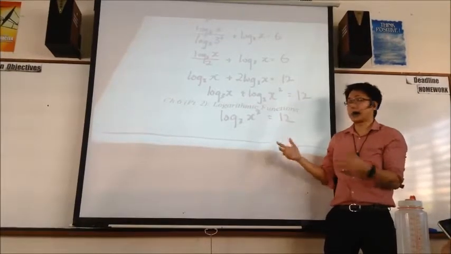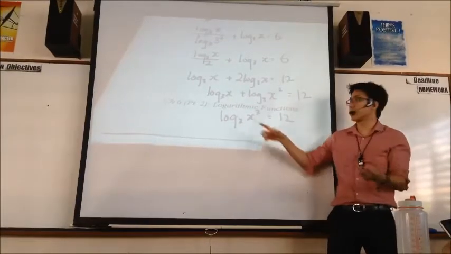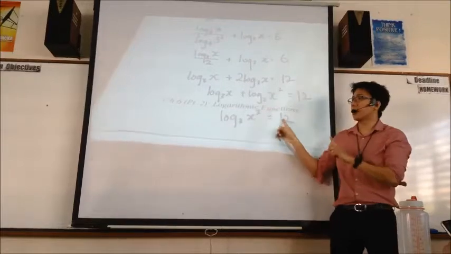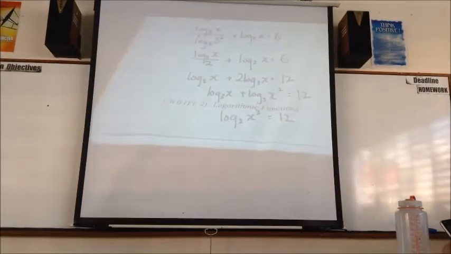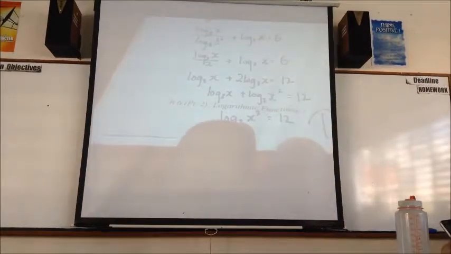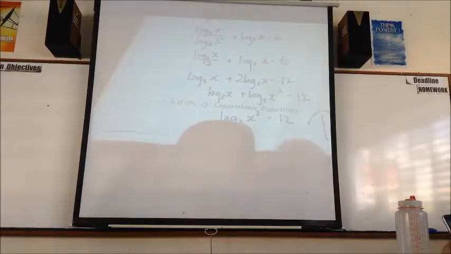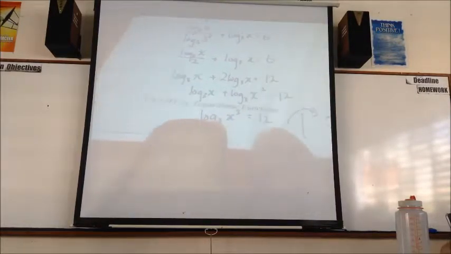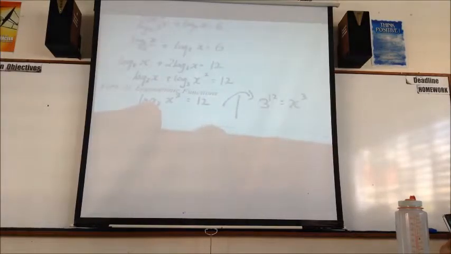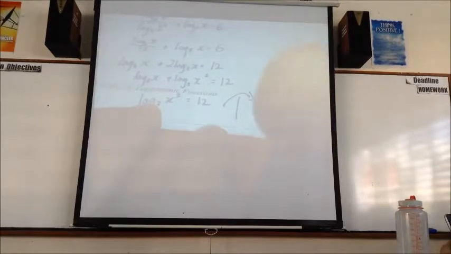Don't follow, never mind. I use the traditional way. So I write base 3, this is the power. So I will write 3 to the power of 12 equals x cubed. So after that, how do I find x? Cube root. I cube root it, right? So cube root it, then x equals 81.